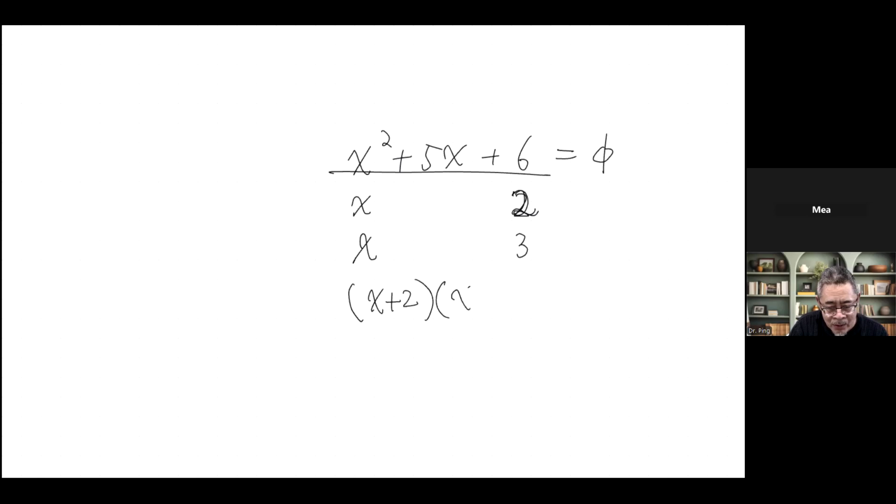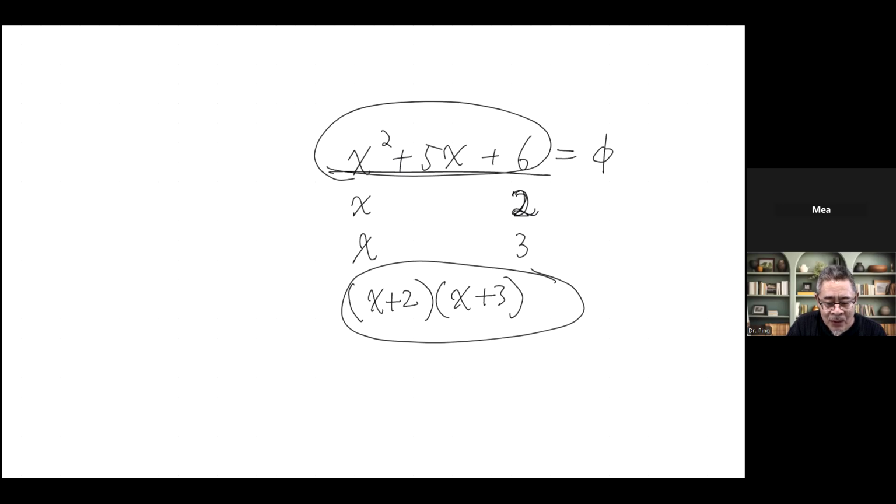So that means this part is equal to this part, and we know that has to equal 0. So now we can use what we call the zero product property. Right, exactly. So x is equal to -2 and x is -3.